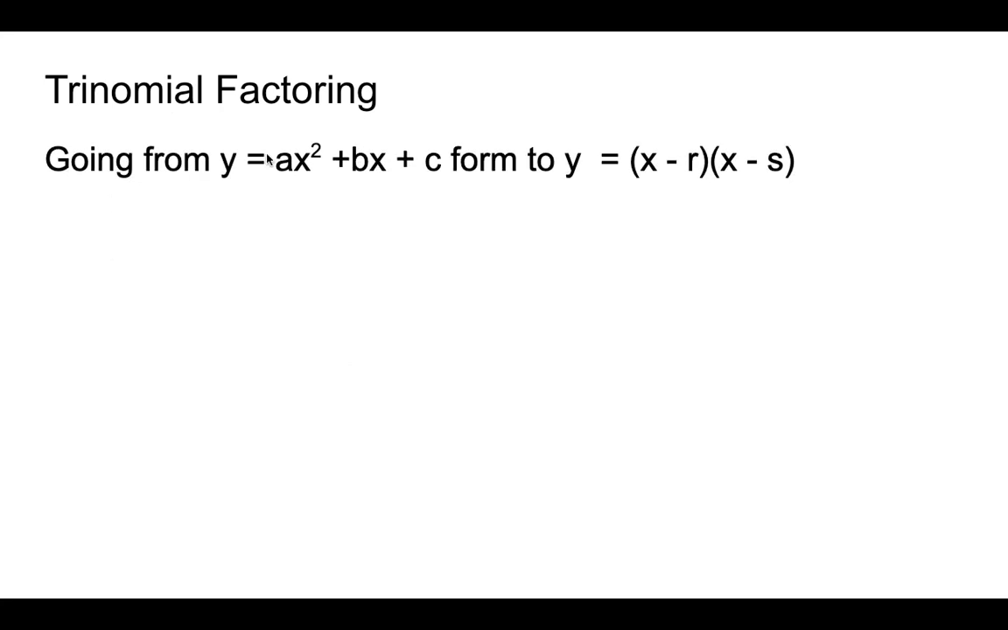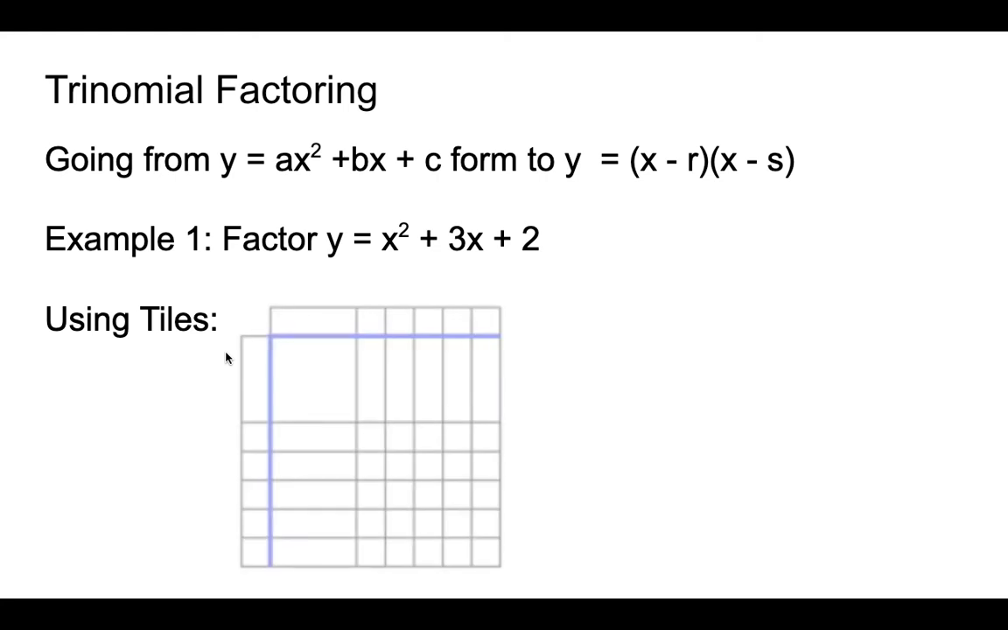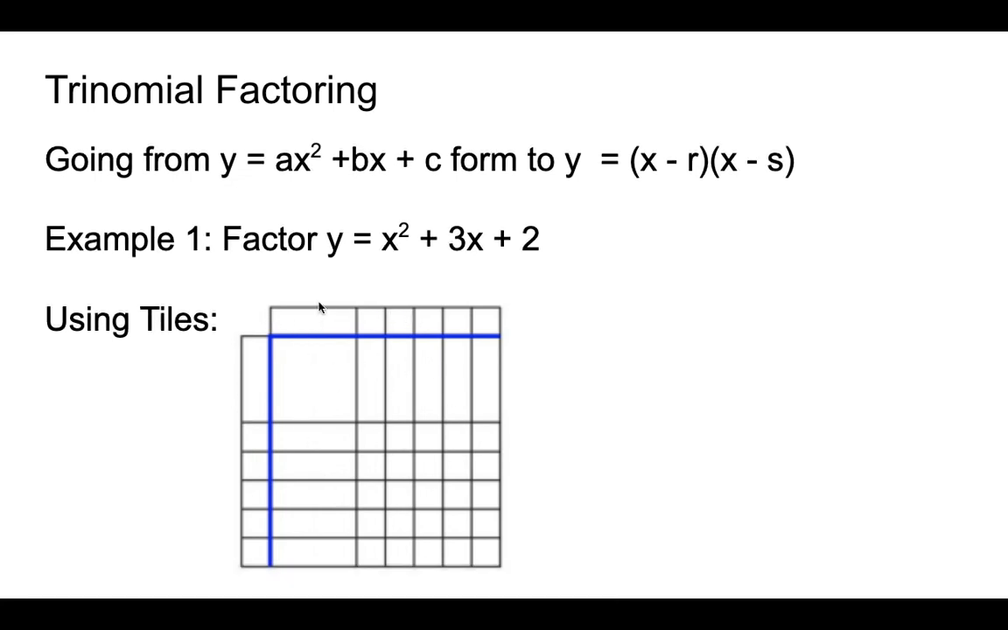So remember, trinomial factoring. This is where we go from standard form, ax squared plus bx plus c, to factored form. So if we remember how we do that, here's an example. So if we have x squared plus 3x plus 2, the goal, we did this using tiles at one point. So what we do is we're going to go backwards. So now you're going to fill in down here first and then see what you have left on the outside. So we have one x squared tile and we have three x tiles.